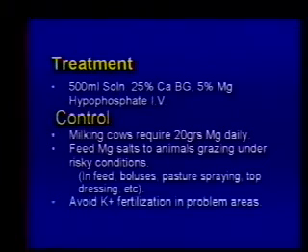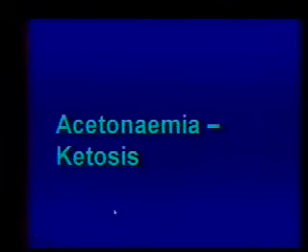How do we control this disease? We want to make sure that we provide enough magnesium in the diet of milk cows, about 20 grams per day. We want to feed magnesium salts to animals that are grazing under conditions at risk. And we want to avoid high potassium fertilization. We certainly don't want to bring cows into a pasture 1 week to 10 days after a high potassium fertilization, because remember that the potassium will affect magnesium absorption.